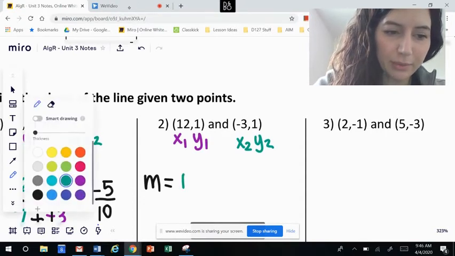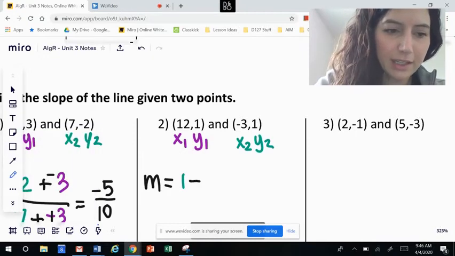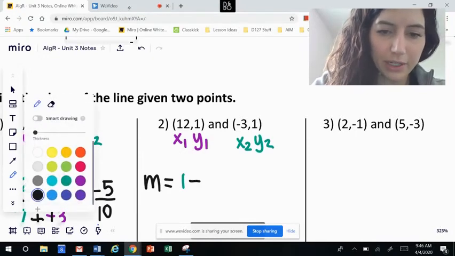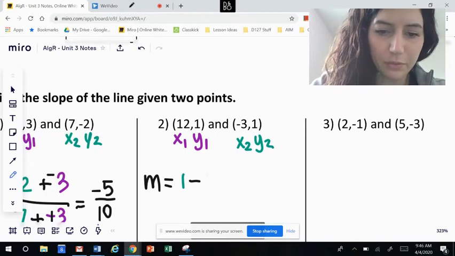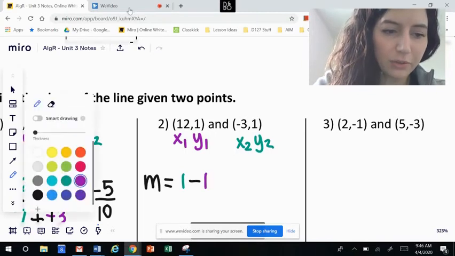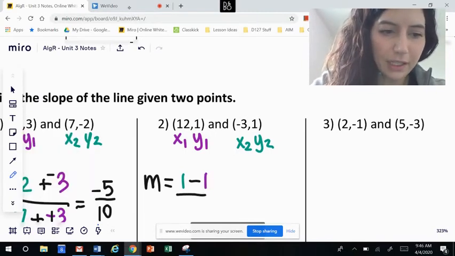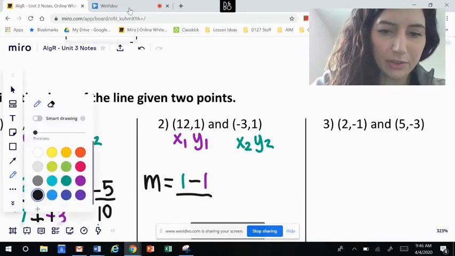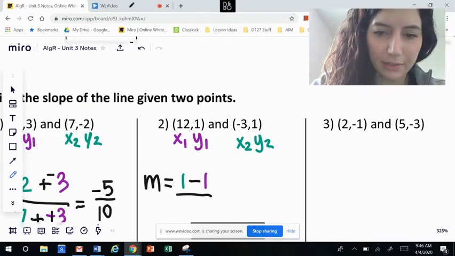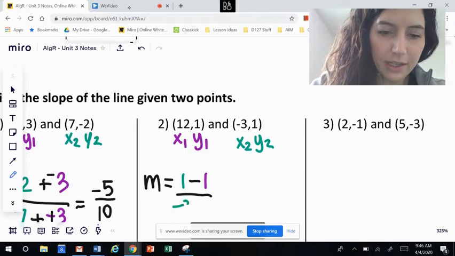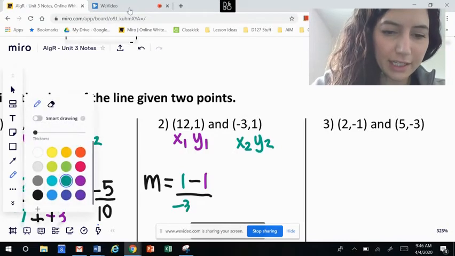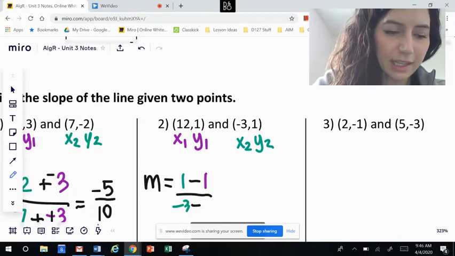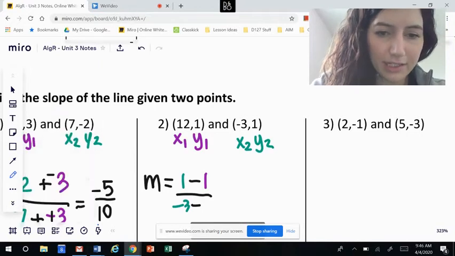Then you're going to immediately put your minus, 1 minus, and then I find what y1 is. y1 is also 1. So 1 minus 1 all over x2. So my x2 value is underneath, -3. Immediately put your minus, -3 minus, and then I'm going to have x1, which is 12.